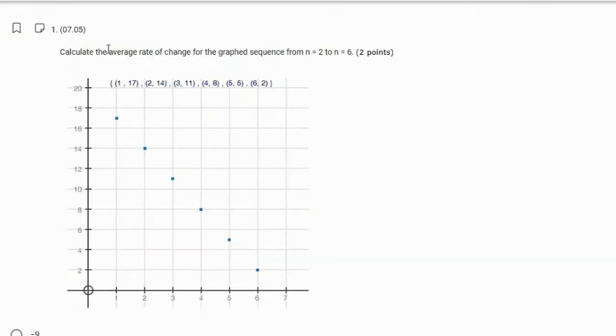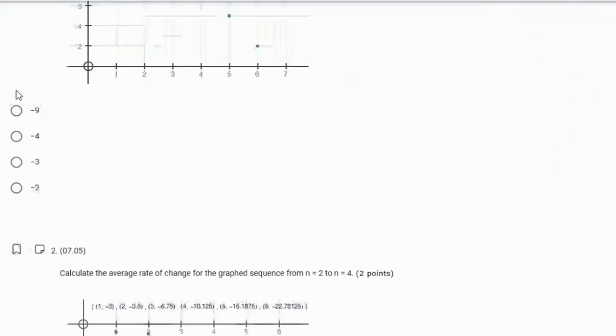Calculate the average rate of change from n equals 2 to 6. So from this point right here, which is 2, 14, let's see if I can put it over here. That's the second point, and the 6 points over here. So from here to here, what's the average slope? It's the average slope. And it's one of these.